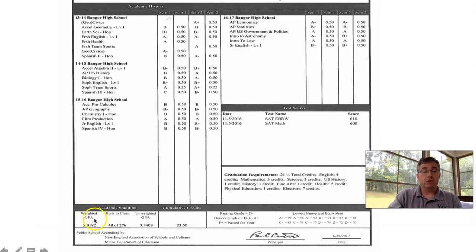And so that would be, kind of, if it was all on the same scale, that would be like going from a B+, up to a solid A. So that's how those numbers work.